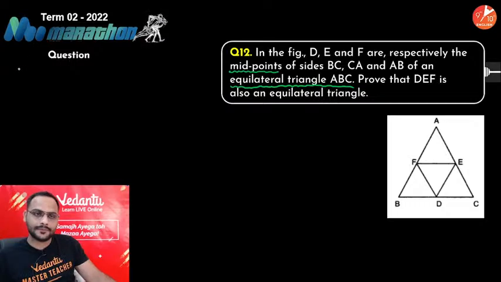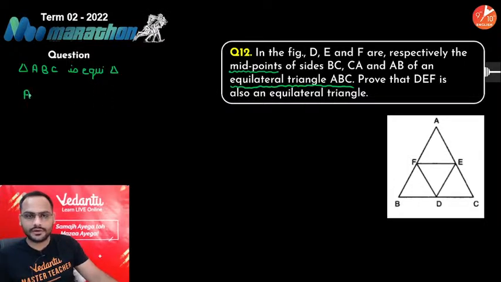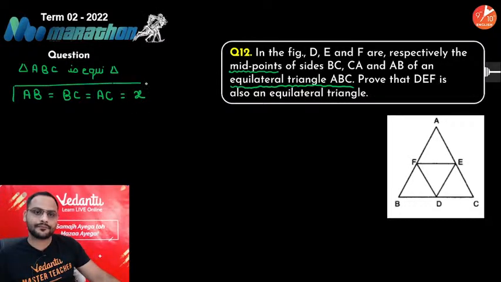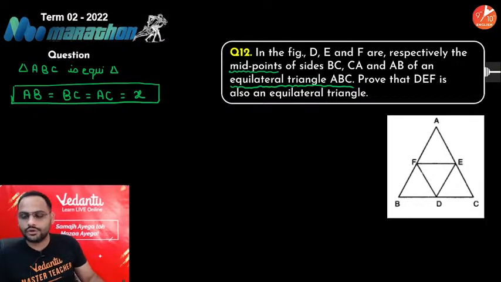Now look, since triangle ABC is an equilateral triangle, that means AB, BC and AC all are equal. Let's say all are x units. Now you know that D, E and F are midpoints.